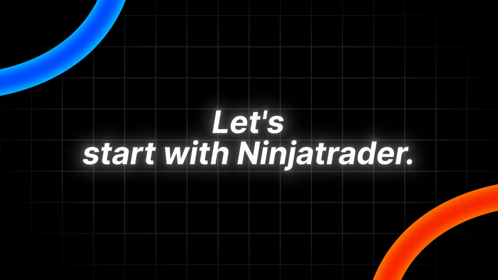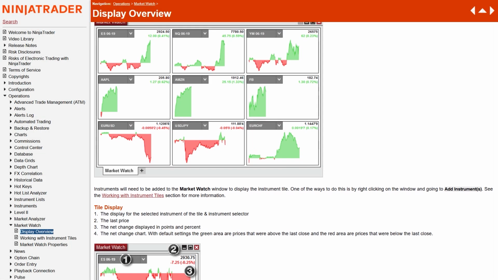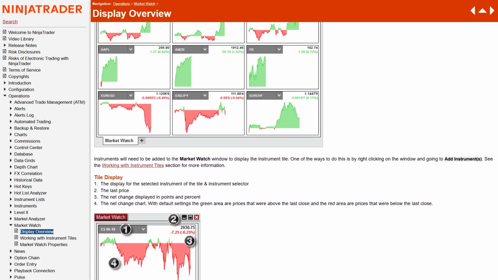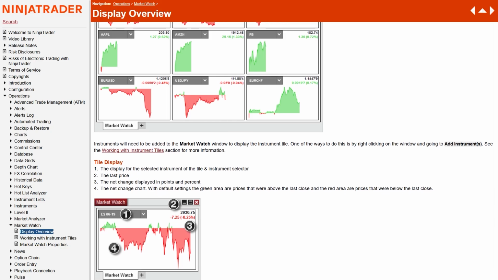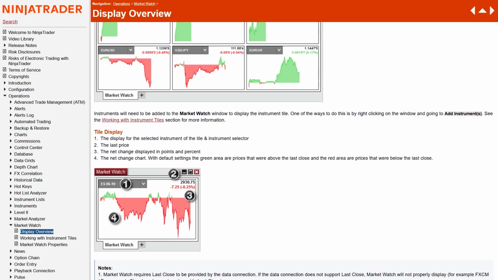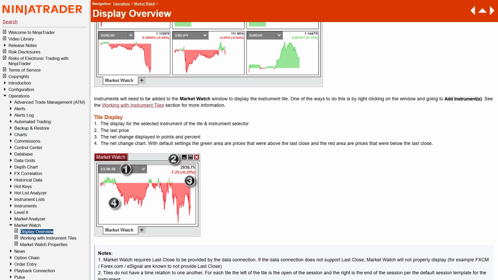Let's start with NinjaTrader. First, the Market Watch window. This displays tiles of your selected instruments. Each tile shows a 1-minute net change graph of the current session, plus last price and net changes in points and percent. For quick market scanning, this saves serious time.